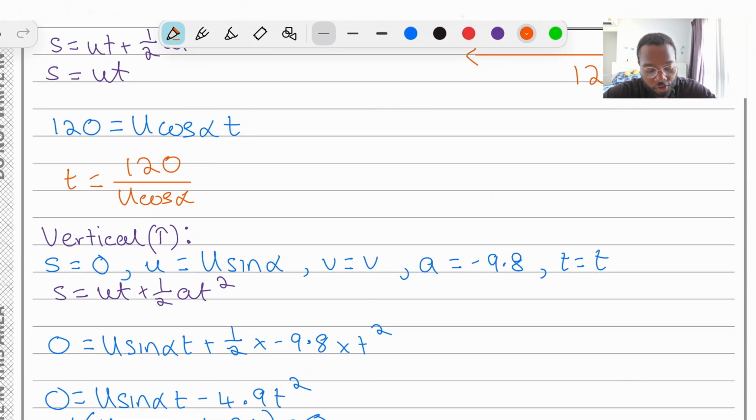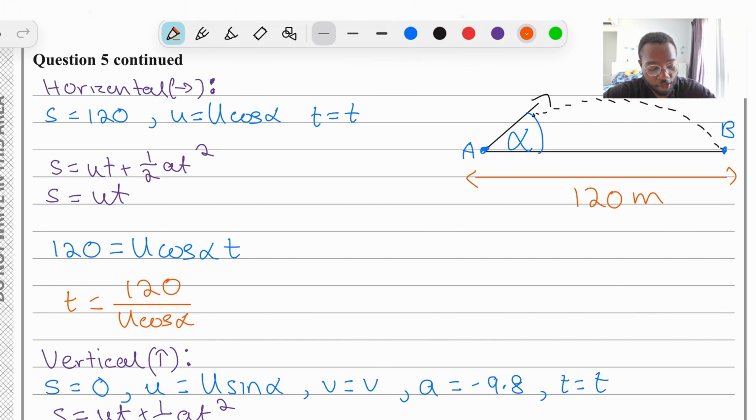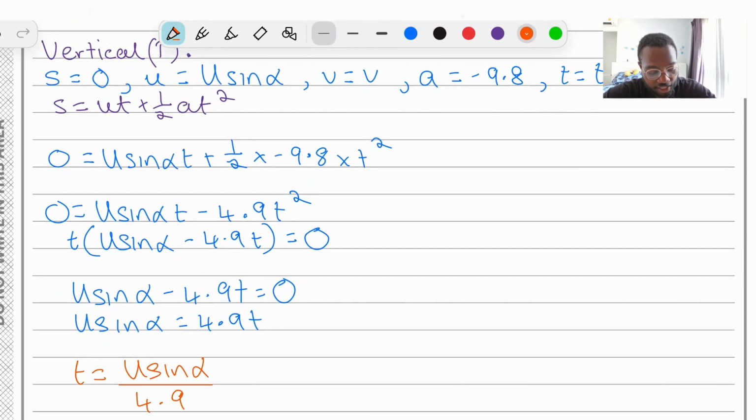And we know that with the horizontal component, when the golf ball travels to B, its time is 120 over u cosine alpha. Those values are equal to each other because the time is going to be the exact same. It doesn't matter if we travel horizontally or vertically. Once that golf ball travels from A to B, it should have the exact same time. Therefore, we need to make these values of t equal to each other, okay?